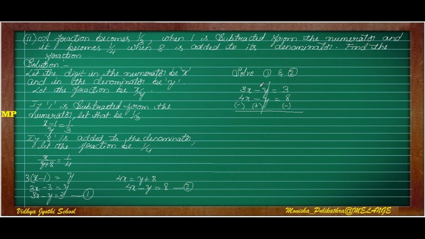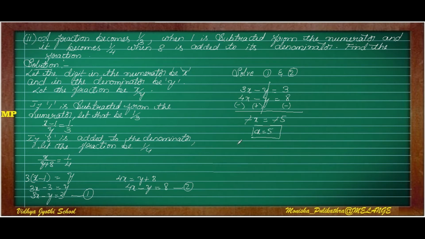We can't cancel it, so we have to see the signs. If it is minus into plus or plus into minus, only at that time we need to cancel it. Okay, so 4x minus 3x is minus x is equal to 8 minus 3 is 5, larger number sign. So here the value of x is 5.